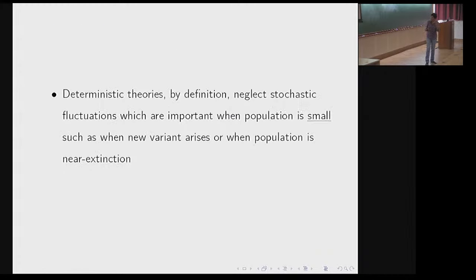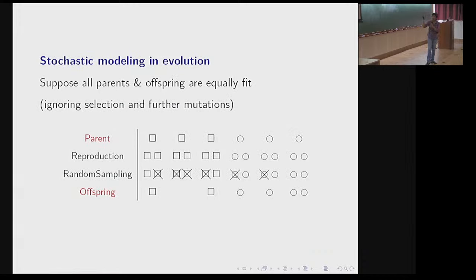Let me explain that using a very simple cartoon model of stochastic models. Again, for simplicity, let's ignore selection and further mutations. I'm going to consider just this small cartoon in which I have 6 individuals. Total capital N is 6. And these are the squares and circles. They are equally fit, not better or worse than each other. And there is, of course, genetic variation, because this is a square and that's a circle. Think of it like maybe a bacterium. It divides so that instead of 6, I get 12. But there's food for only 6, so half the population has to die.